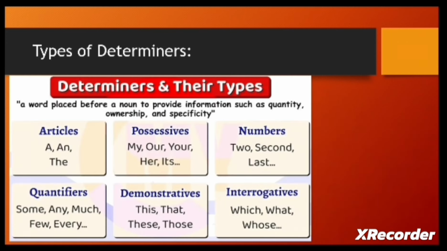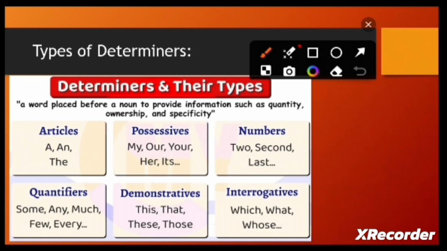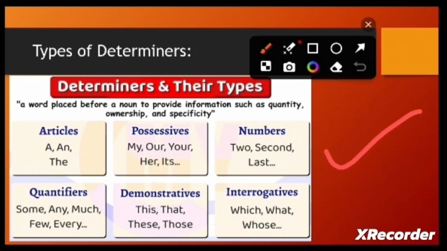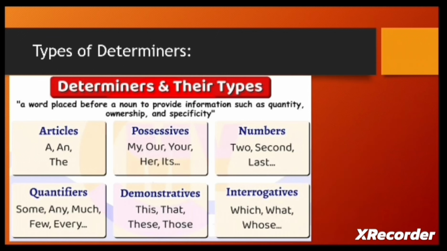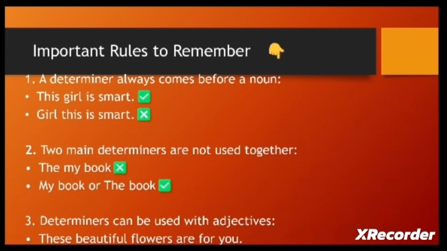Now here I have provided you a chart which will help you understand the determiners in a specific and clear way. See, for articles we have a and the, for possessives we have my, our, your, her, its, etc. You can see them all. Let's go to the next slide. Please take a screenshot of this.